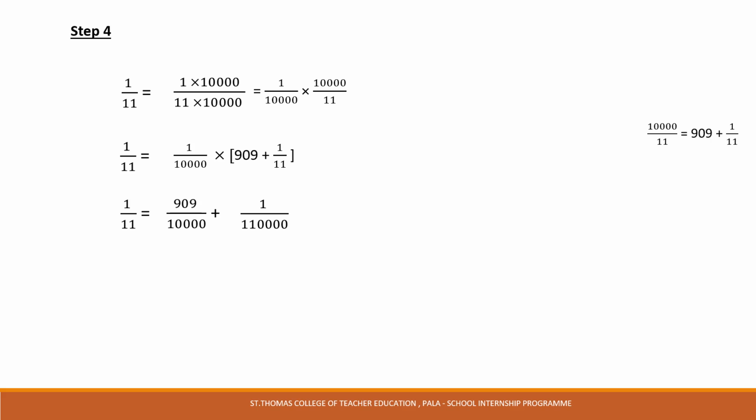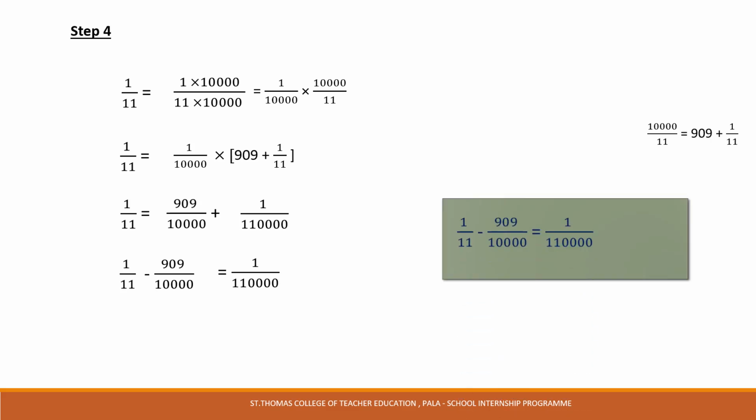On rearranging LHS and RHS, what we get? 1 by 11 minus 909 by 10,000 equal to 1 by 11,000. So after step 4, we get an equation as 1 by 11 minus 909 by 10,000 equal to 1 by 11,000. And we consider this as equation number 4.